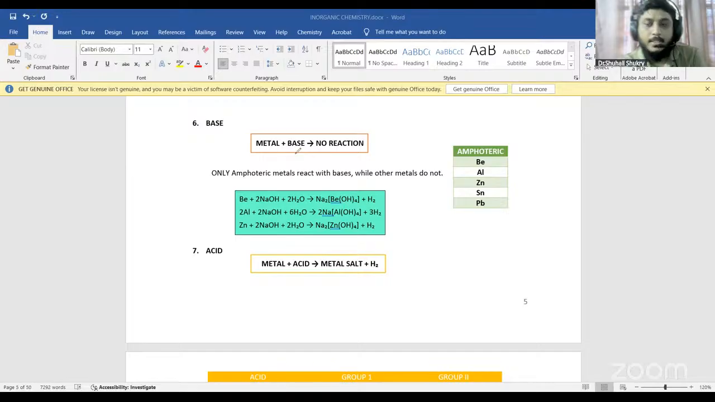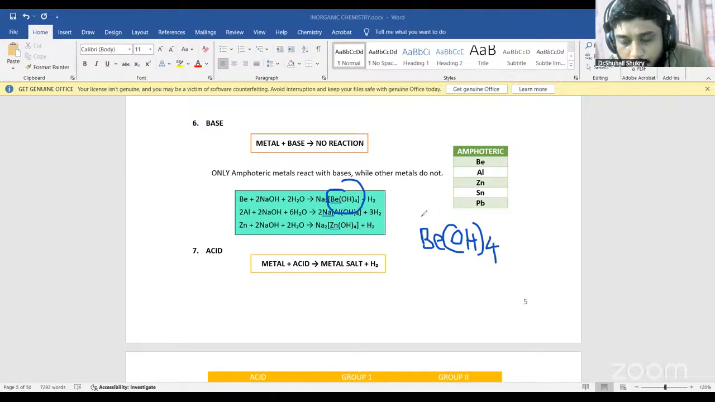They will form a complex ion. This is a complex ion here. This is the way we write it: BeOH4. How do you say this? Normally hydroxide. When you take hydroxide, you write it as OH minus.